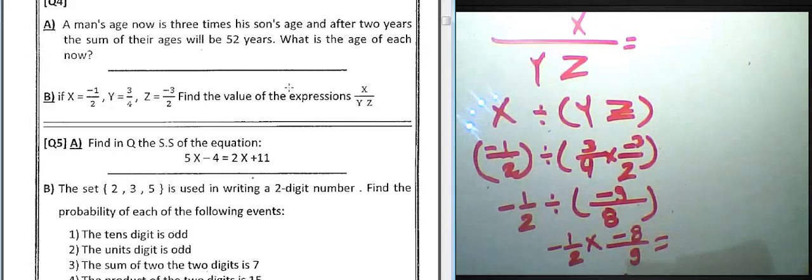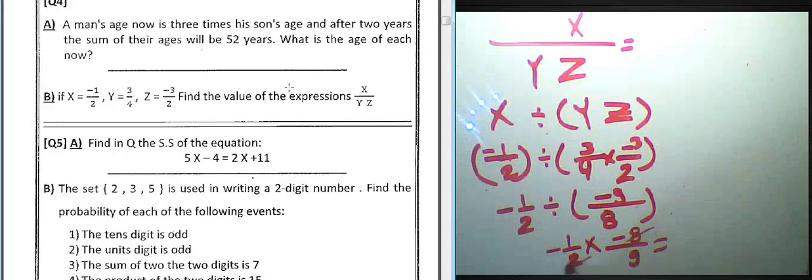And then you can simplify this: 8 divided by 2 equals 4, and 2 divided by 2 equals 1. Negative times negative equals positive. Then the result will be 4. 1 times 4 equals 4, and 1 times 9 equals 9. The result will be 4 over 9.